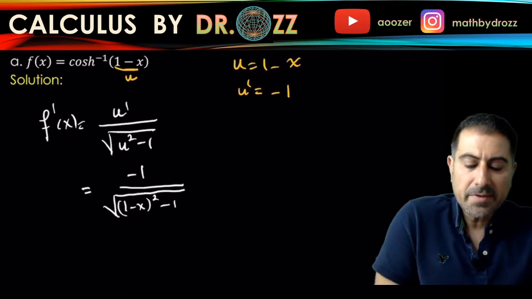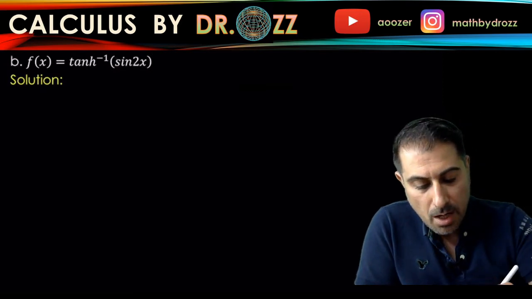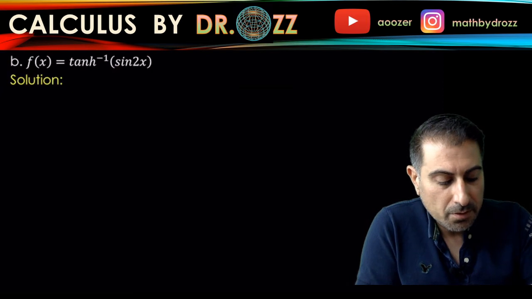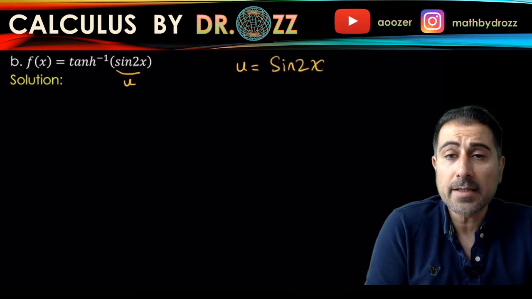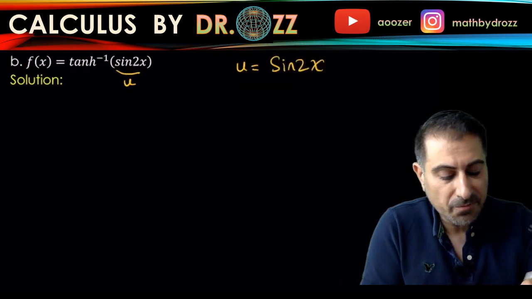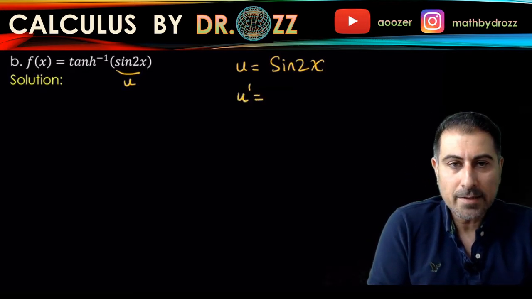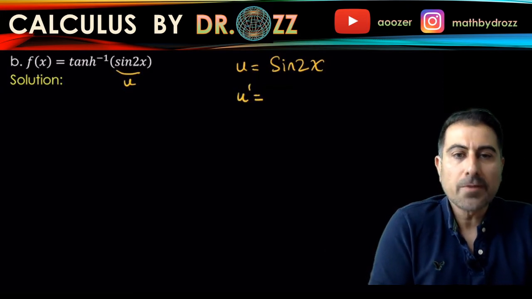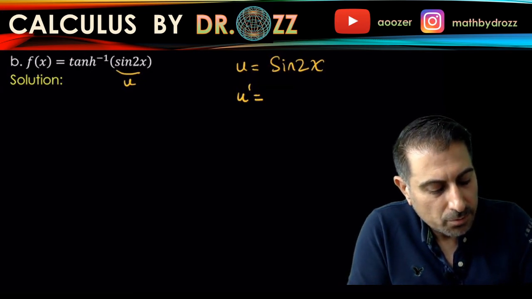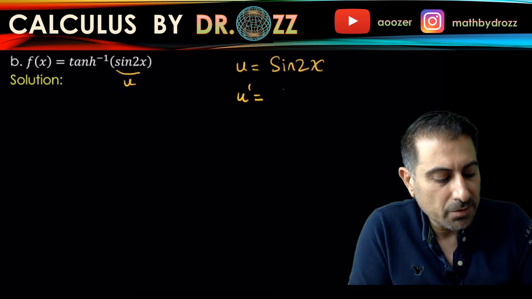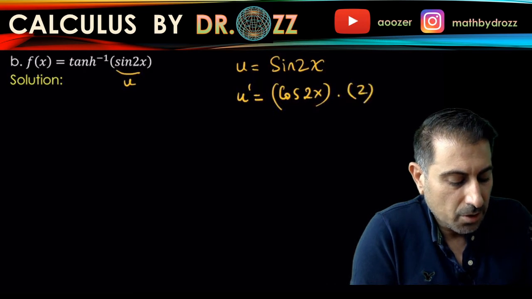And for part B, we have inverse tan hyperbolic of sine 2x. Let me call u to be sine 2x to start with. I'm going to go back to the table where we'll grab the derivative of the inverse tan hyperbolic, but I want to first find u prime here. This is a good application of the chain rule, as I was talking about in the beginning of the video. You have the outer function sine and the inner function 2x. So the derivative is the derivative of the outer part times the derivative of the inner part, which is 2. So that's 2 times cosine 2x.